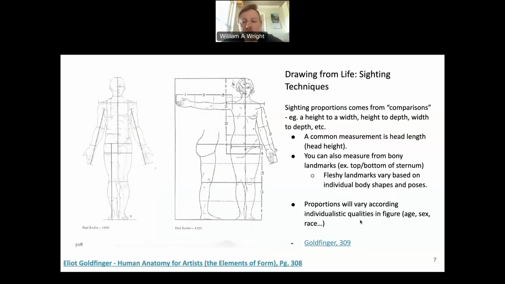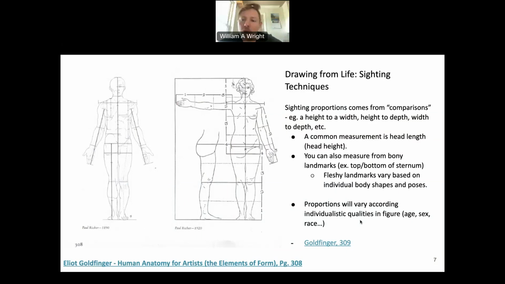The common measurement, as I've already mentioned in this slide and we talked about before, is the head. It doesn't have to be. It can be the hand. It can be the foot. It can be whatever. We talked about that. I've definitely talked about that. Yeah, you can measure any bony landmark.